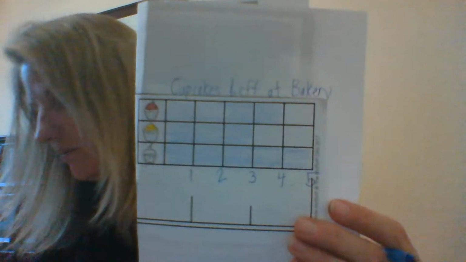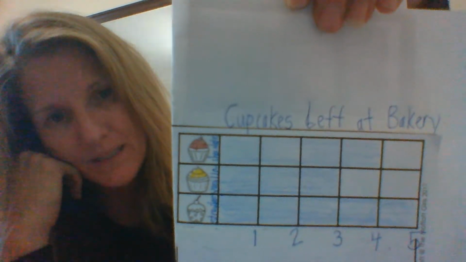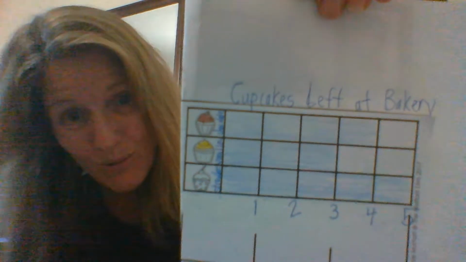And do I have my labels? Well, I have pictures, which I said are really important for kindergarten. But I could add on the side here, I could add chocolate, and that'll help since Mrs. Gibbs forgot to color that last one pink. I can do chocolate, vanilla, strawberry. And so if I have the words, that makes my labels even better. Now my graph is perfect and ready to answer questions.